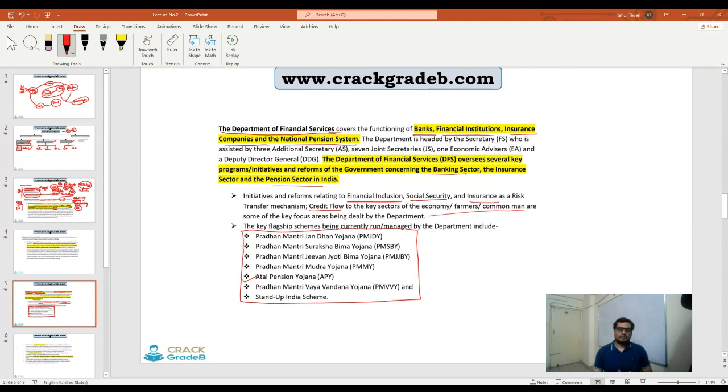Generally, the best way is that most of the schemes which are working or being implemented by the government of India at present, most of the time they are going to focus on those schemes only. But sometimes they are also going to ask some other schemes. So, how to tackle those schemes?